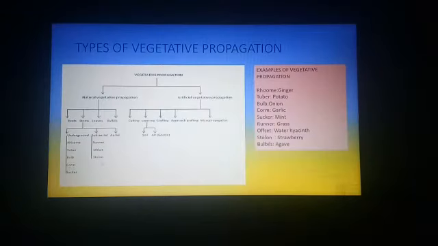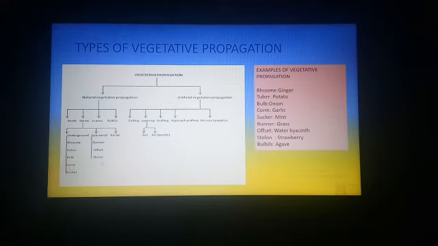Next we have the different types of vegetative propagation. Vegetative propagation is another type of asexual mode of reproduction which you will see in higher groups of plants. Higher plants have different parts like leaves, stems, roots and branches, even buds. Each part of the higher plants has the capability of giving a clone or a copy of a new individual.